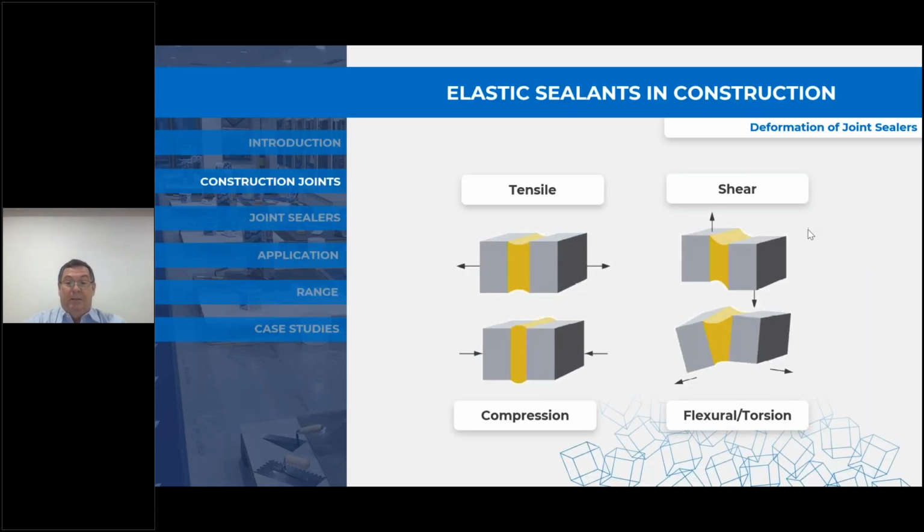A good joint sealant must be able to overcome several different deformation forms. This can be tensile and compressive, with expansion and contraction of joints. It can be shear loads or flexural or torsional loads, as seen in the diagrams here.